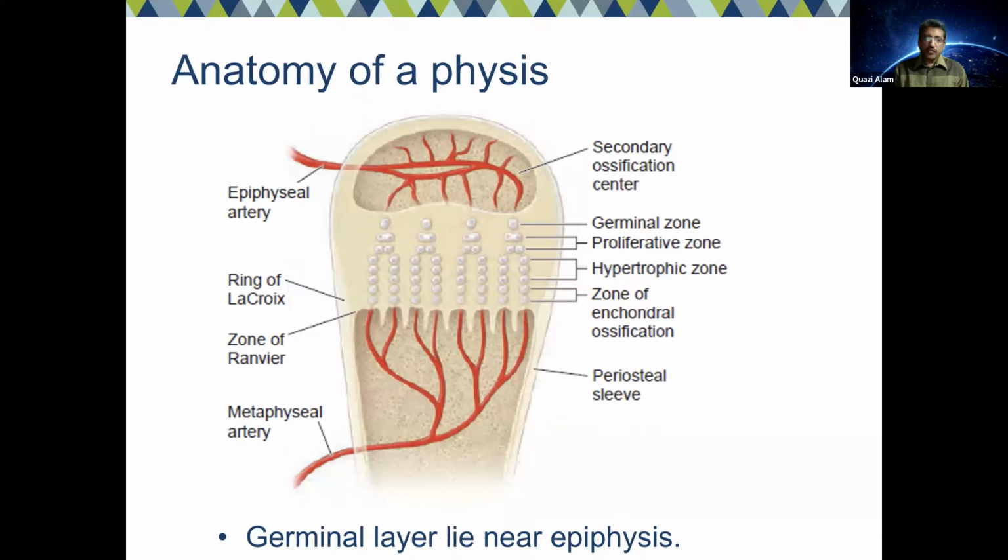We also need to remember the order in which they are arranged. This arrangement is from the epiphysis to the metaphysis. So the germinal and proliferative zones lie near the epiphysis, while the calcification and ossification zones lie near the metaphyseal region.